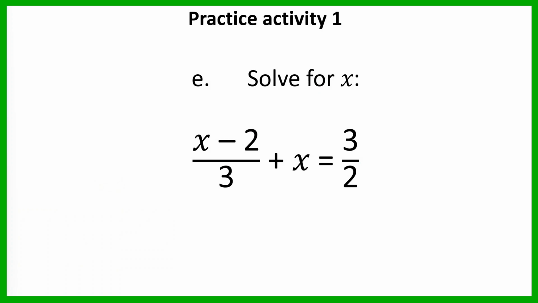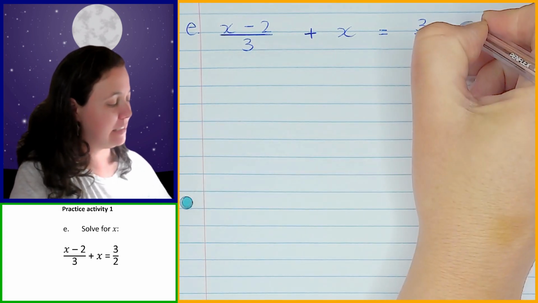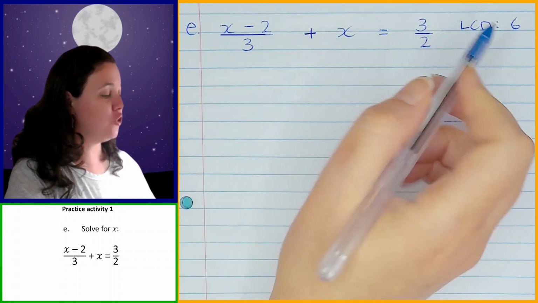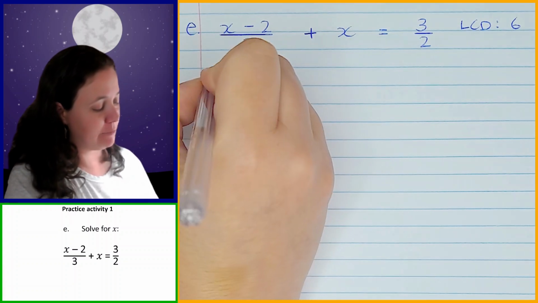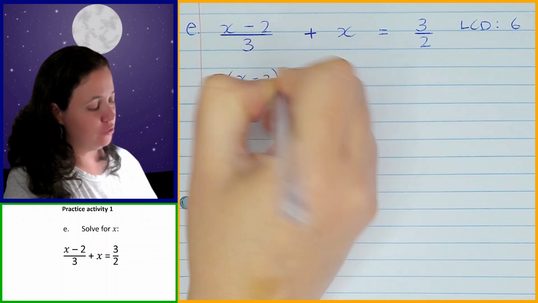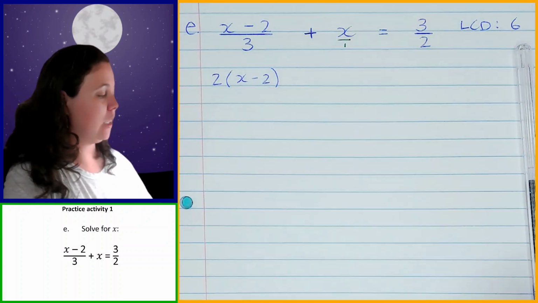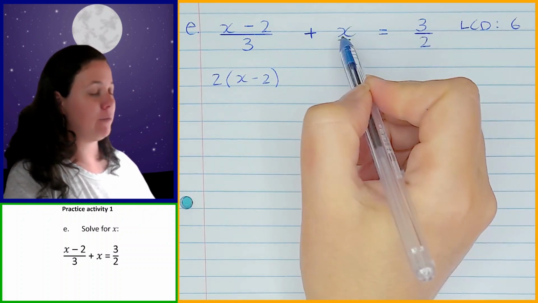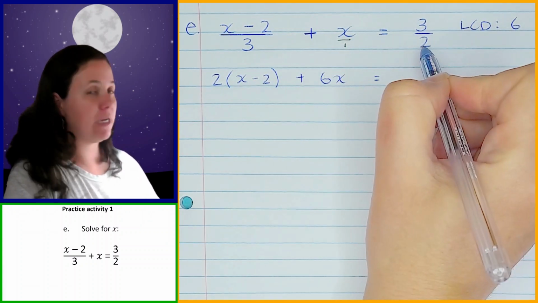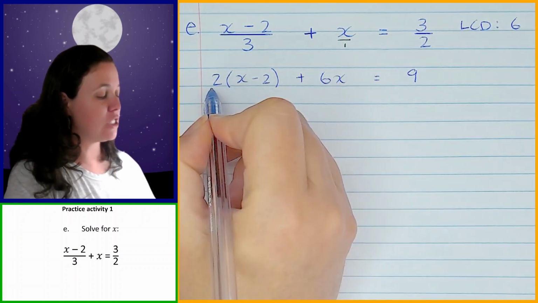Okay, so let's go through that question. Okay, so over here my denominators are 3 and 2, so my LCD is going to be 6. So I need to multiply 3 by 2 to get 6. So I'm going to multiply the top by 2, and that gives me 2, and then in brackets, because this is 2 terms, x minus 2. Then over here, the x has got a denominator of 1, because you can't see the denominator, so it's 1. So we multiply 1 by 6, so I multiply the top by 6, and that gives me plus 6x equals, I need to multiply 2 by 3 to get 6, so I'm going to times the top by 3, and that gives me 9. Okay, so now we're going to go and solve for x.